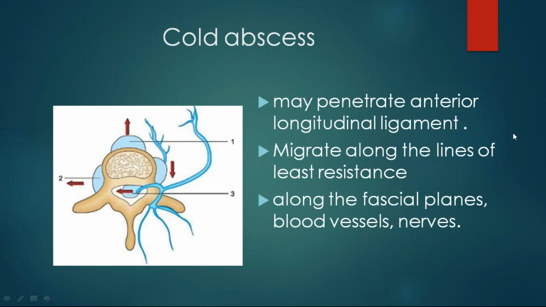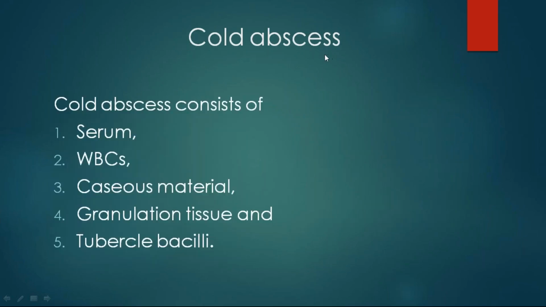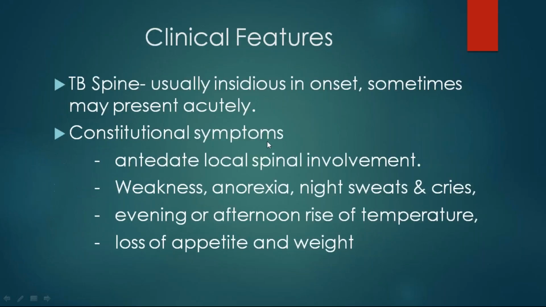The same thing, it may even penetrate anteriorly through the anterior longitudinal ligament, and usually it prefers the lines of least resistance, like along the fascial planes, blood vessels, and nerves. And this may be given as a 2 marks question for you. Cold abscess consists of serum, WBC, caseous material, granulation tissue, and tubercular bacilli. Again, I repeat it: serum, WBC, caseous material, granulation tissue, and tubercular bacilli.